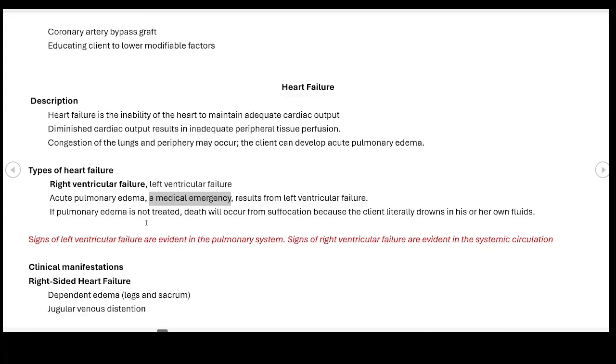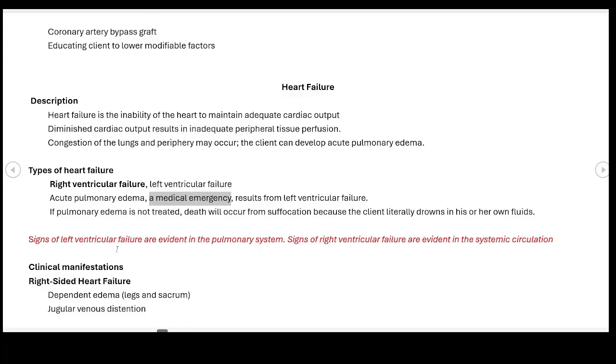So it's going to be mostly related to venous problems. If pulmonary edema is not treated, death will occur from suffocation because the client is literally drowning in their own fluid. So that is what happens. So in this case, we have problems.